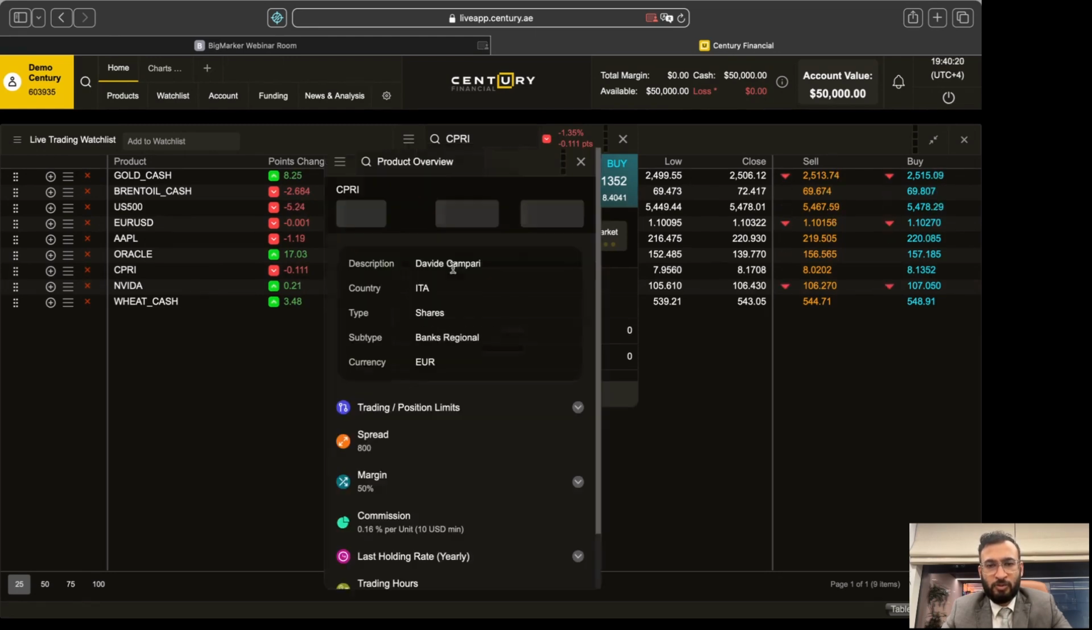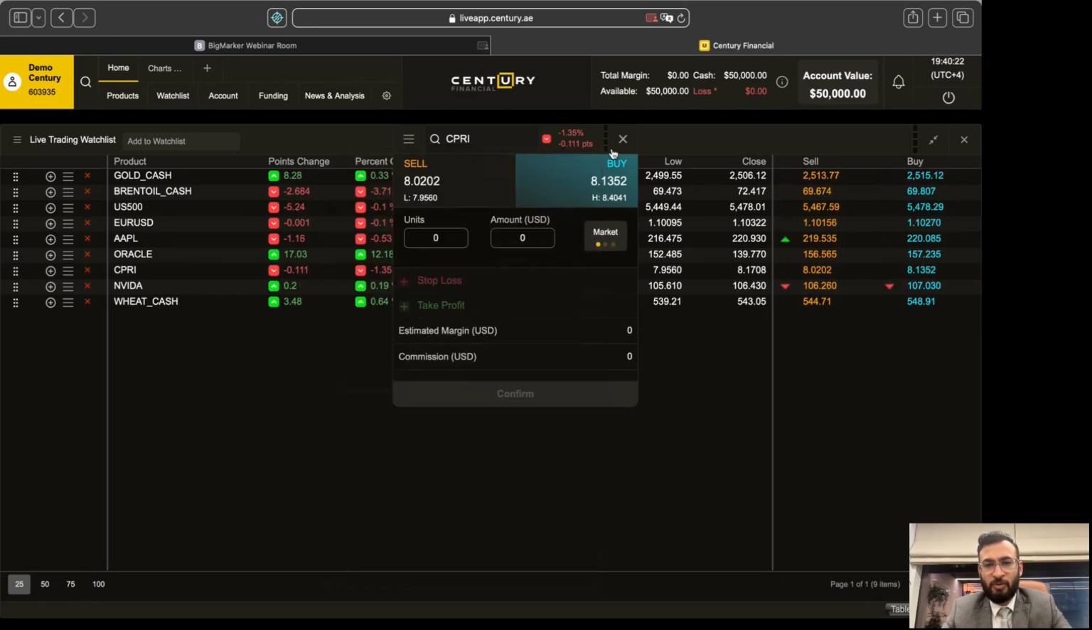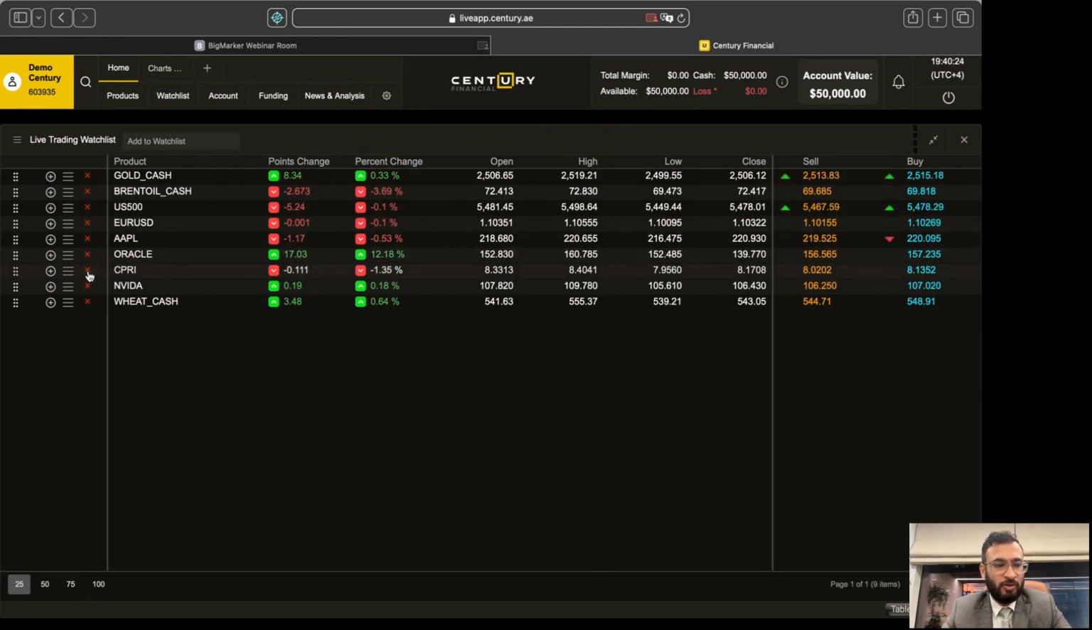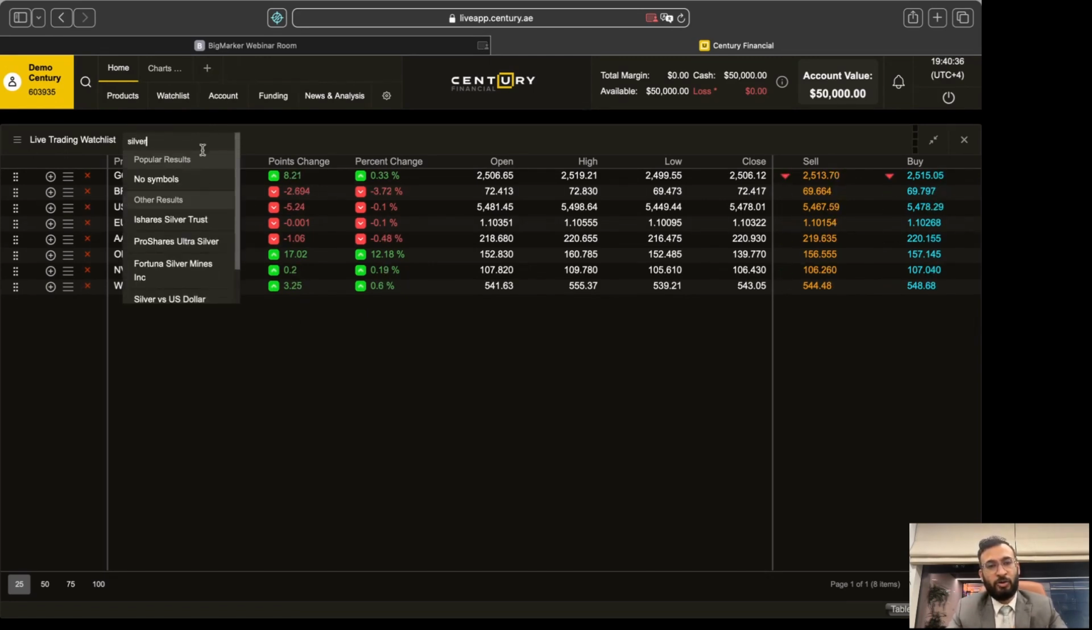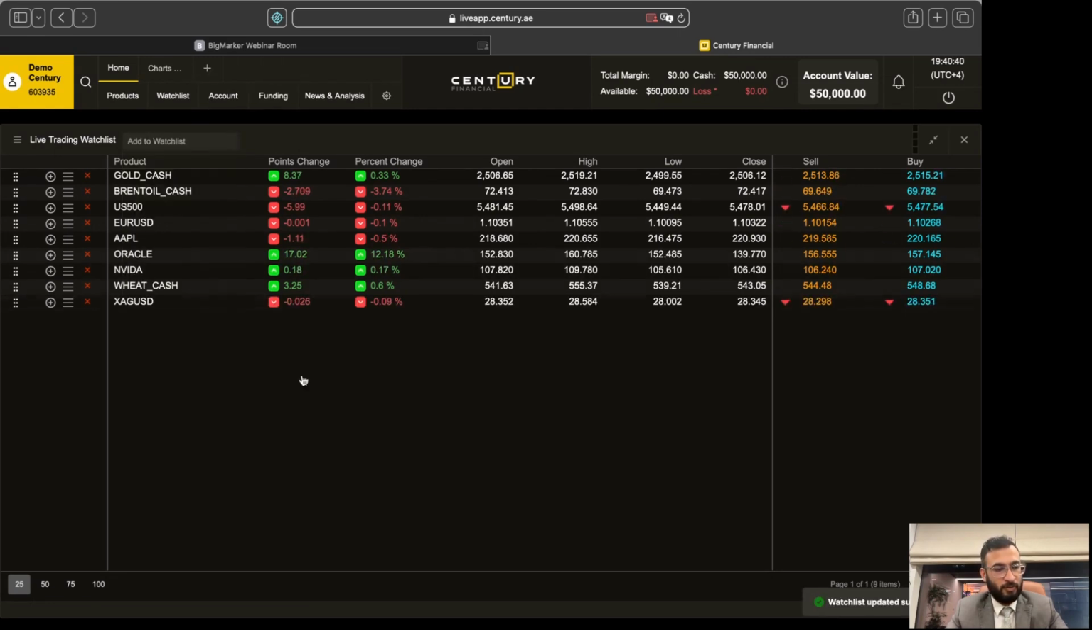Stock, which is, what stock is this? Okay, this is a different stock. Let me just remove this from the watch list. Yeah, right. Let's understand the prices of these products. Gold. So let me add silver. I'm sure a lot of you are looking at silver also these days.